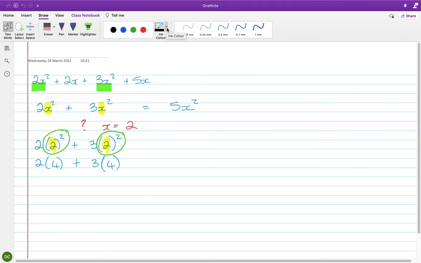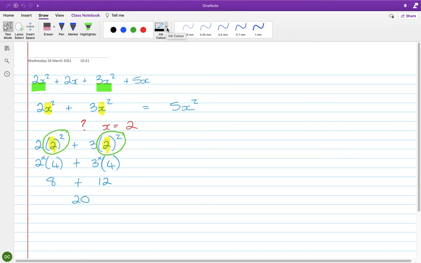Now I have BIM multiplies, and remember brackets mean multiply. So I do this multiplication here, 2 times 4 to make 8, plus I do this multiplication here, 3 times 4 gives you 12. And then I have BIMDAS, so I have no division, so I do my addition, and I end up with 20.